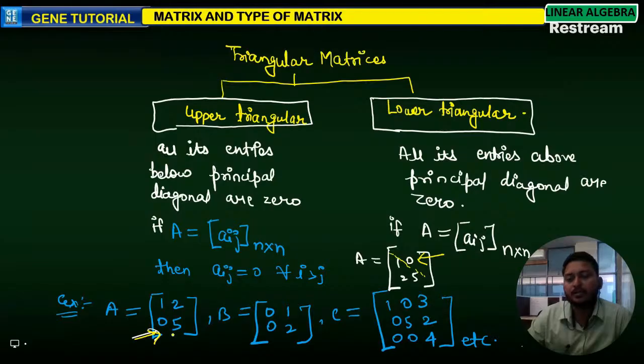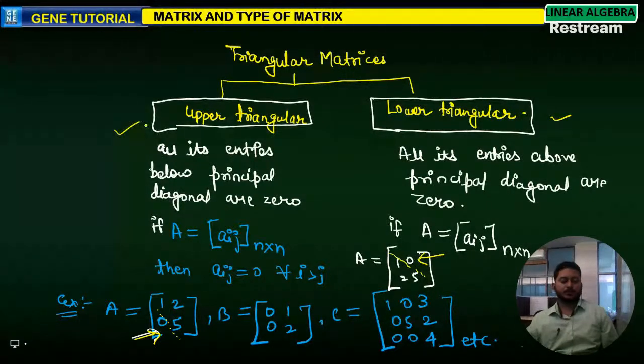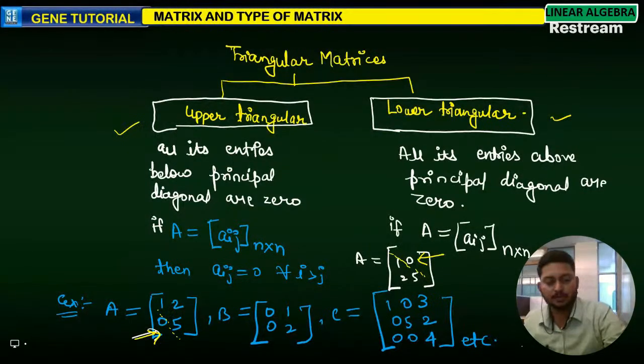And in 2 cross 2, you see that in this matrix the entries below the principal diagonal are nonzero; it is the lower triangular matrix, and the other is the upper triangular matrix. Triangular matrices are of two types: upper triangular and lower triangular.